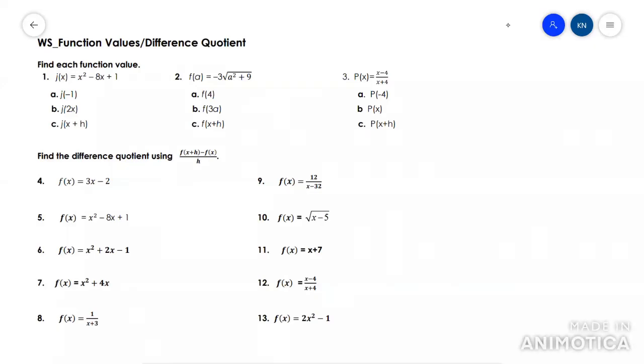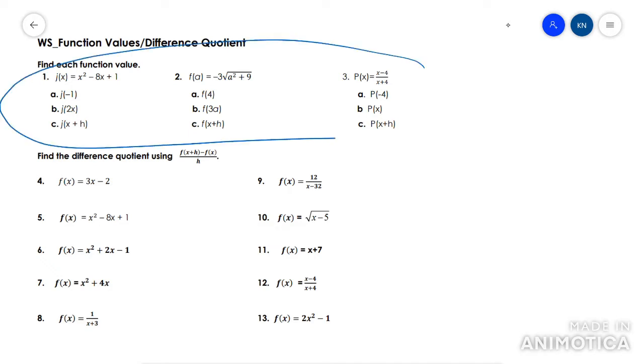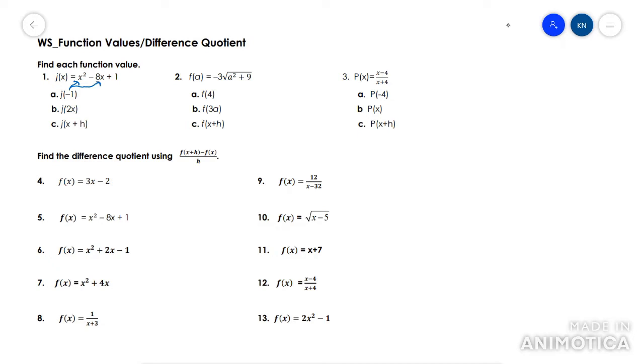All right, difference quotient. In order to be able to do the difference quotient, which is going to use that equation right there, you have to be good at substitution first. So we're going to go over these problems first. So basically, look, it's the same way you've always done it.